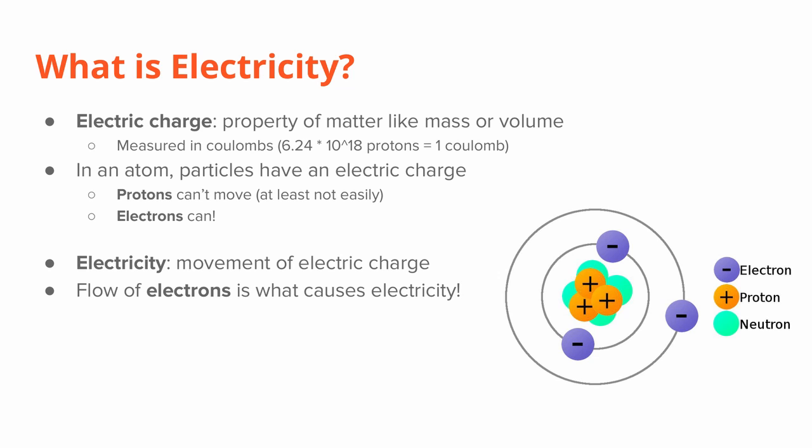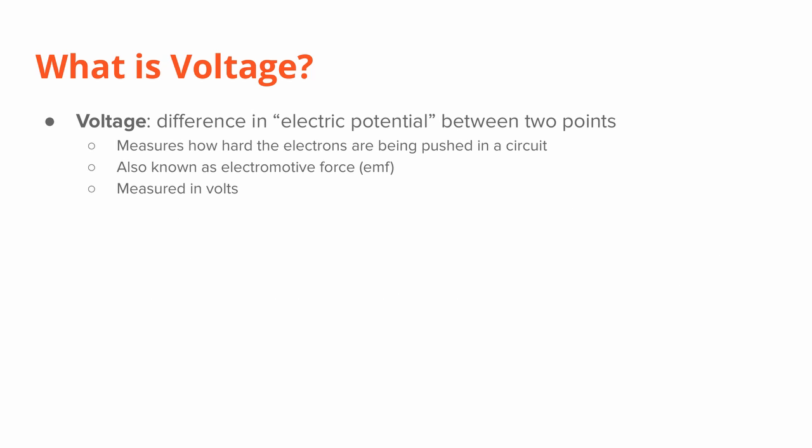So whenever you have a wire that has electricity flowing through it, the atoms in the wire are actually passing electrons from one to another. So now that we have a general idea of what electricity is, we're going to move into some more concepts of describing that electricity. First, we have voltage. Voltage is the measure of difference in electric potential between 2 points. This is a pretty complicated definition, but you can think of it as a measure of how hard the electrons are being pushed in a circuit between 2 points in that circuit. So voltage is measured in volts and has another name, which is EMF, or electromotive force.